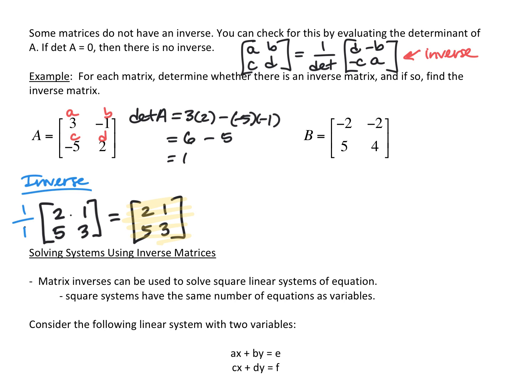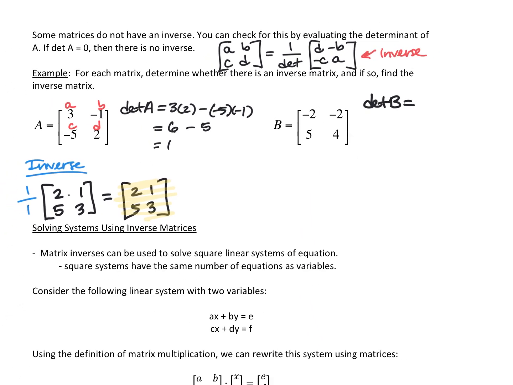All right, we're going to find the determinant of B first. So we start in the top left, and I do negative 2 times 4 minus 5 times negative 2. So I'm doing negative 8 plus 10, or 2 for my determinant. Remember, we're going to do 1 divided by the determinant, so this is to find my inverse.